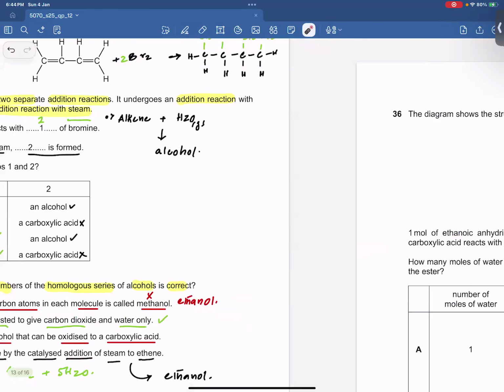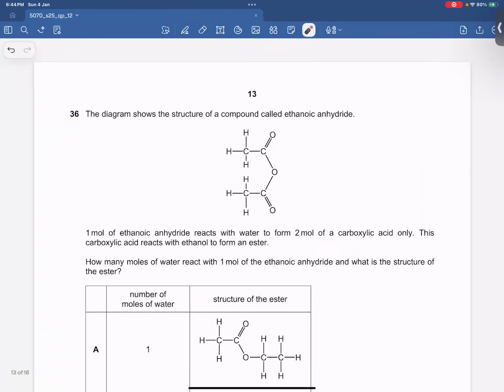Oh my goodness, that's a very strange structure, and this structure is not given in the syllabus. But the examiner is looking for the answer, which means you need to apply the concept, and concept is really important for organic chemistry. The diagram shows the structure of the compound called ethanoic anhydride. 1 mole of ethanoic anhydride reacts with water to form 2 moles of carboxylic acid only.